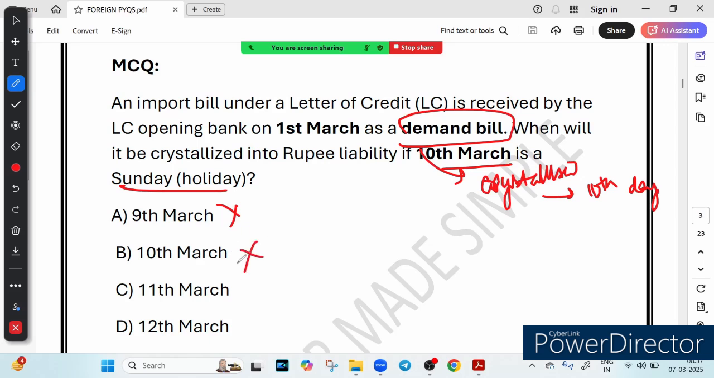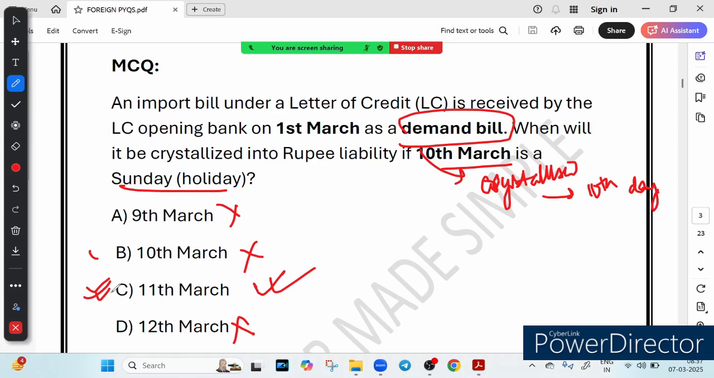Now let's see option C, 11th March. Remember, if the 10th day falls on a holiday, the bill is crystallized on the next working day. Since 10th March is Sunday, the next working day is Monday, 11th March. So this fits perfectly with the rule. And 12th March is wrong, because 11th March is the next working day after the holiday. There is no need to wait till 12th March. So the correct answer is option C, 11th March, because it is the next working day after the holiday.